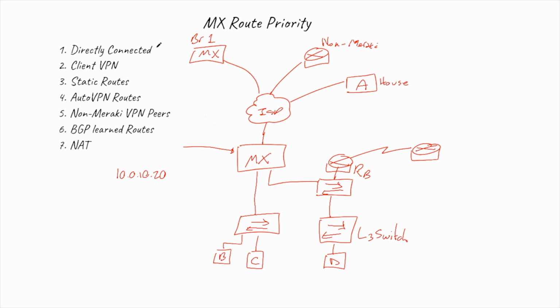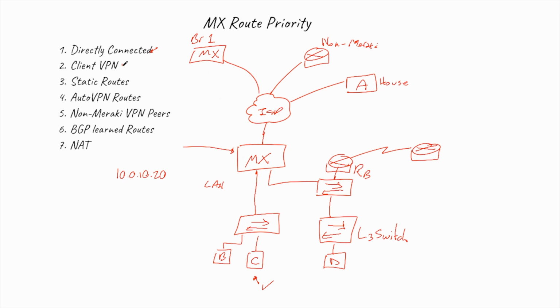The first one is directly connected. So if, inside the addressing and VLANs of the LAN of the MX, it knows that there is a device with that IP address, let's say 10.0.10.20, it is going to automatically send it through the LAN, because that's a directly connected device that it has in the LAN. So if the device with that IP address is in the LAN, let's say host C, boom, it's going to send it to the LAN. That's the first priority.